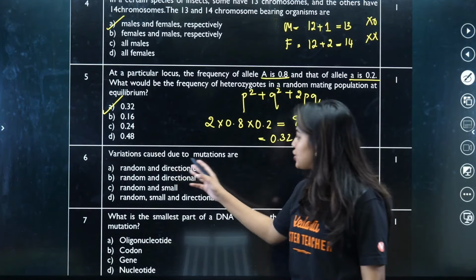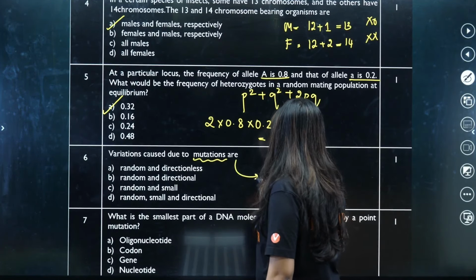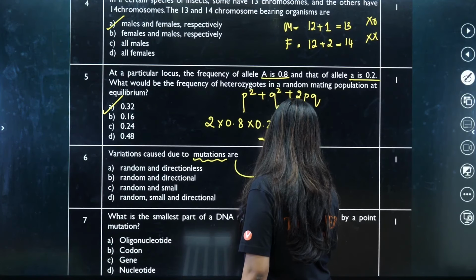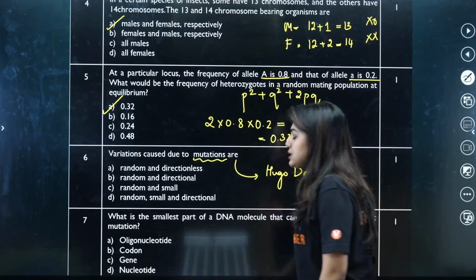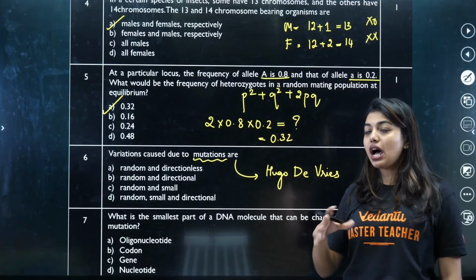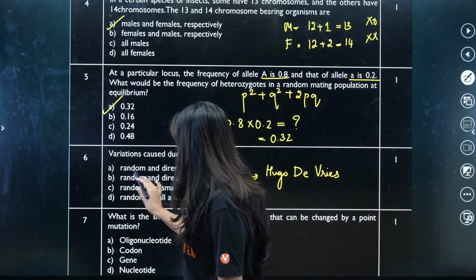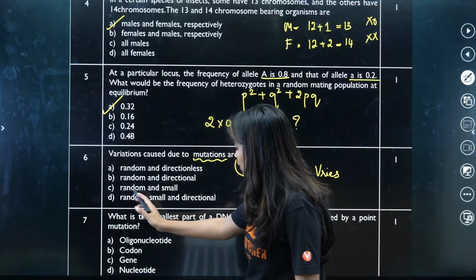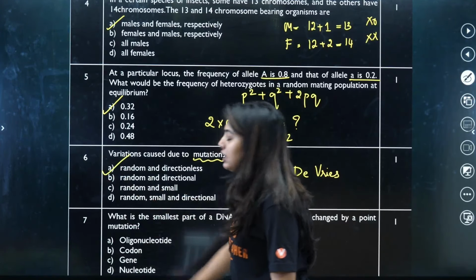Okay, now, variation caused due to mutation. So, students, here we are only going to bother about one person. That is your Hugo de Vries. Okay? He's the only one we are going to bother about. This person has told that mutations are random and they do not have any direction. So, which among these? Random and directional, random and small, random, small and directional. So, it is random and directional.